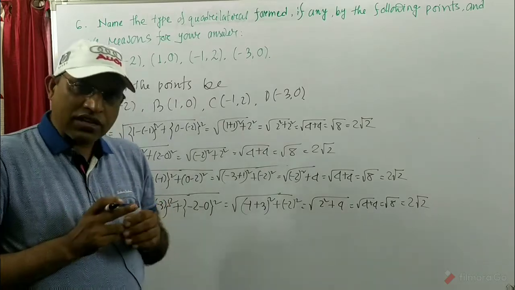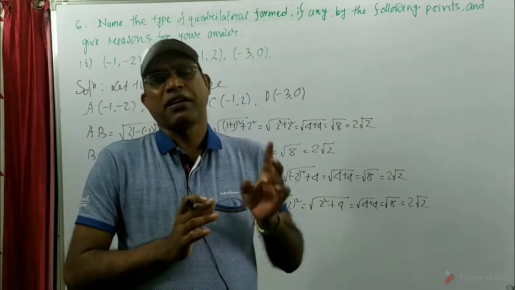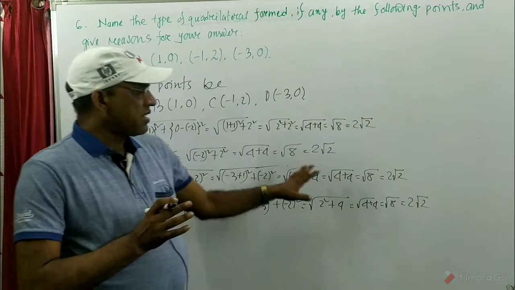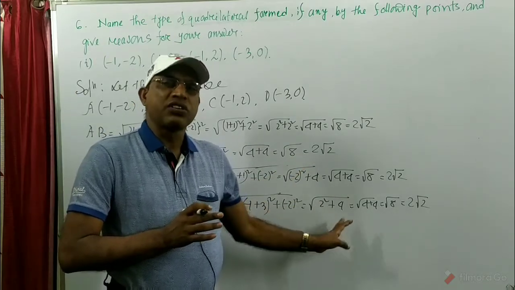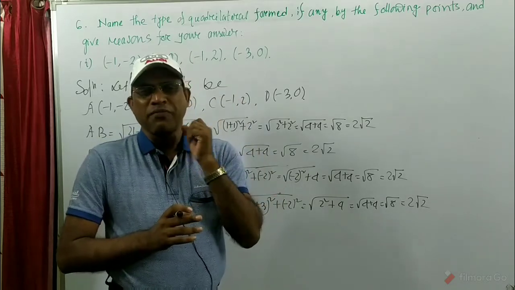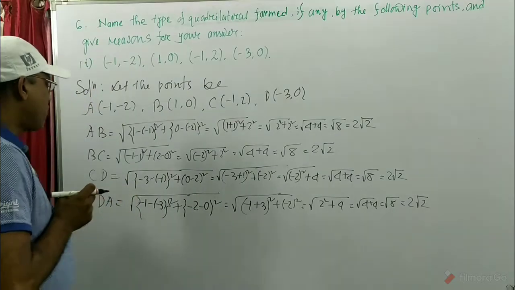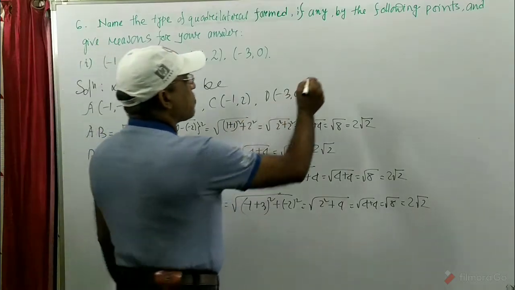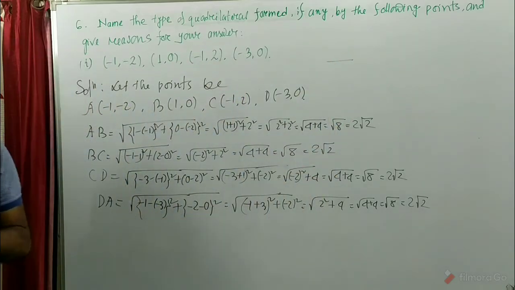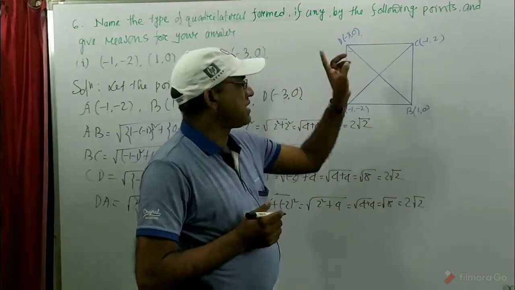Now if all the sides are equal, it may be a square or a rhombus. But we can't say that because all the sides are equal, this will be a square. Whether square or rhombus, if it is a square, then the diagonals will be equal, and if it is a rhombus, the diagonals are unequal. Now first define the diagonal. Now we can draw a rough figure. We consider one figure A, B, C, D.